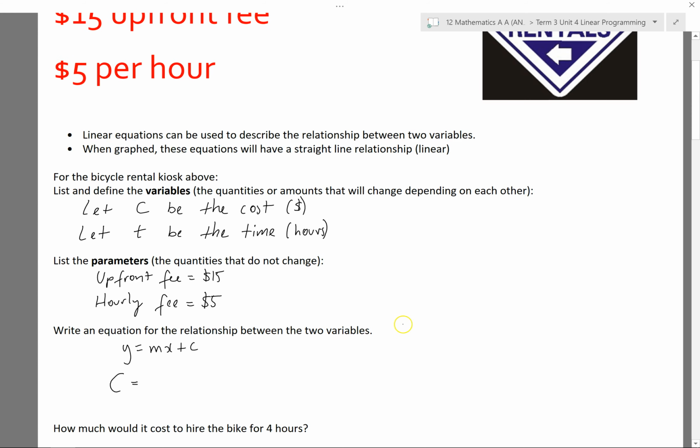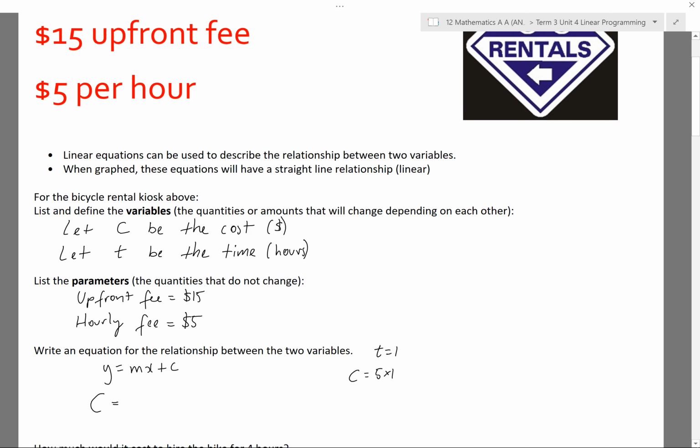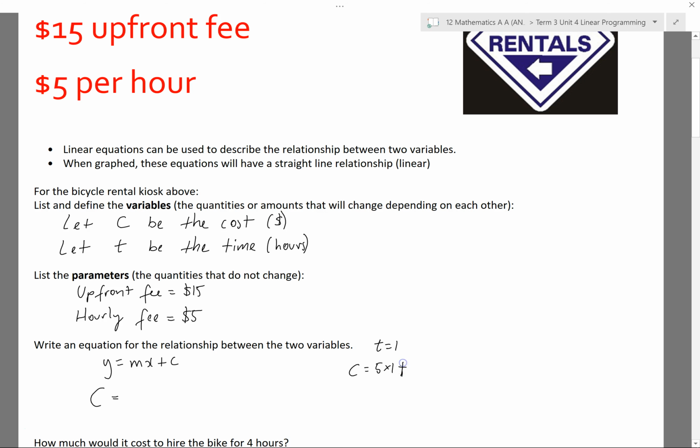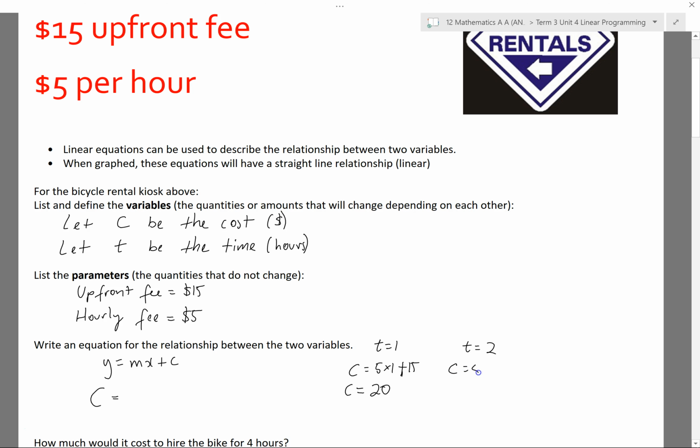I would think, well, if I'm renting it for 1 hour, what's the cost going to be? So I'll think 1 hour, well, it'll be 5 times 1, because I'm only renting it for 1 hour, and it's $5 per hour, plus 15 to get me a cost of 20. What happens if I'm renting it for 2 hours? Well, the cost will be 5 times 2 plus 15. The hourly rate times 2 plus 15, which would give me $25.